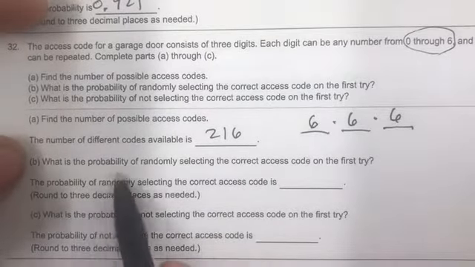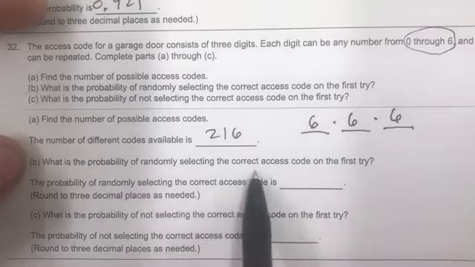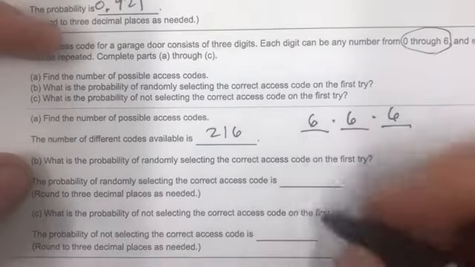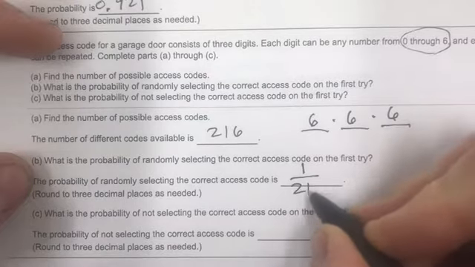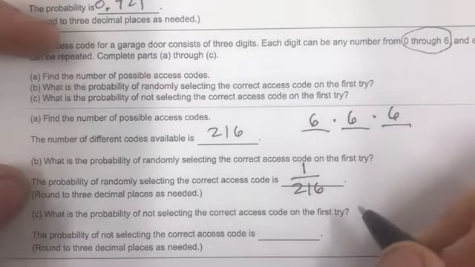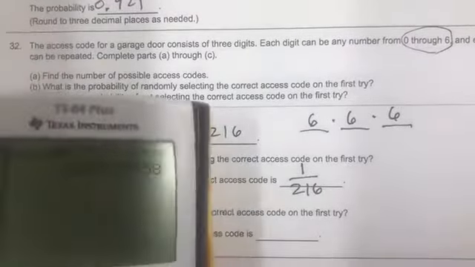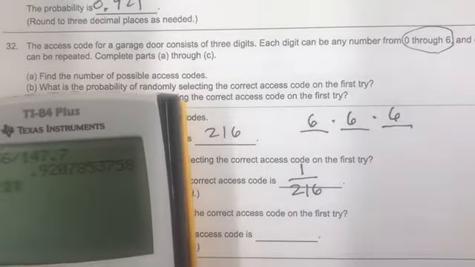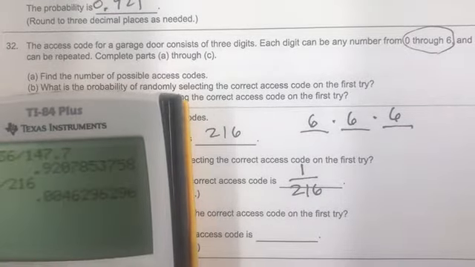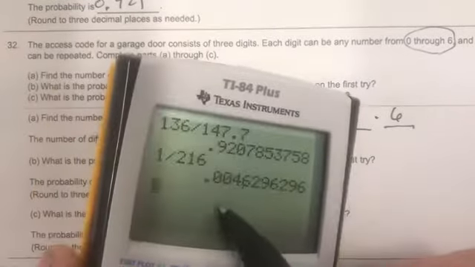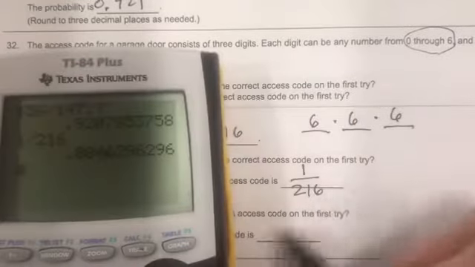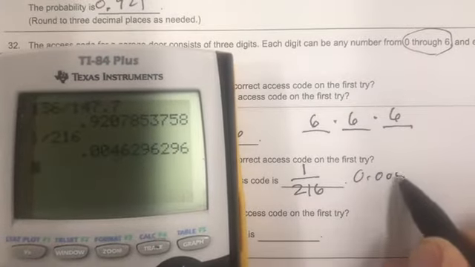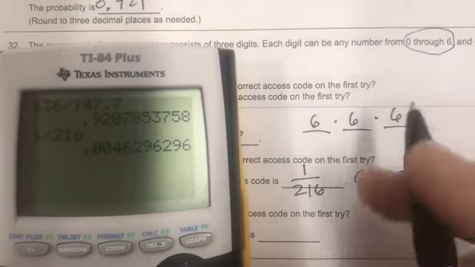Now, what's the probability by randomly selecting the correct access code on the first try? Well, on the first try, you got 1 chance out of that, out of 216. So I divide that. 1 divided by 216. All right, so it looks like 6 makes the 4 go up to 5. 0.005. Okay.